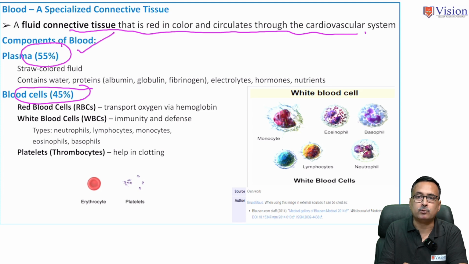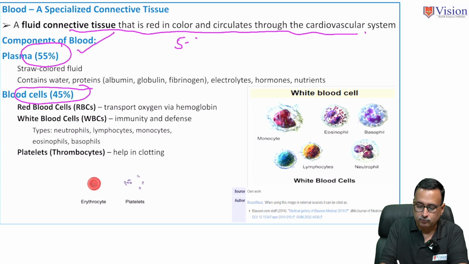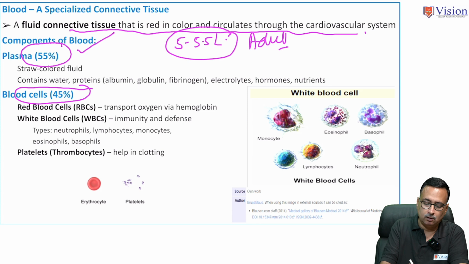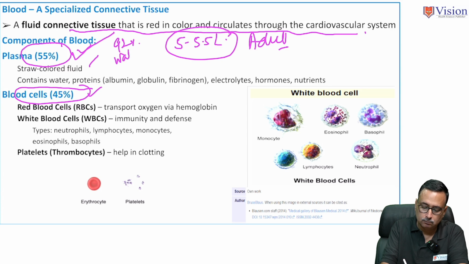Plasma constitutes about 55% of the blood. A healthy person has a blood volume of around 5 to 5.5 liters in an adult. Then 55% constitutes plasma and the remaining 45% constitutes blood cells. Plasma is a yellow colored fluid. It is composed of around 92% water and the remaining 8% are solids.